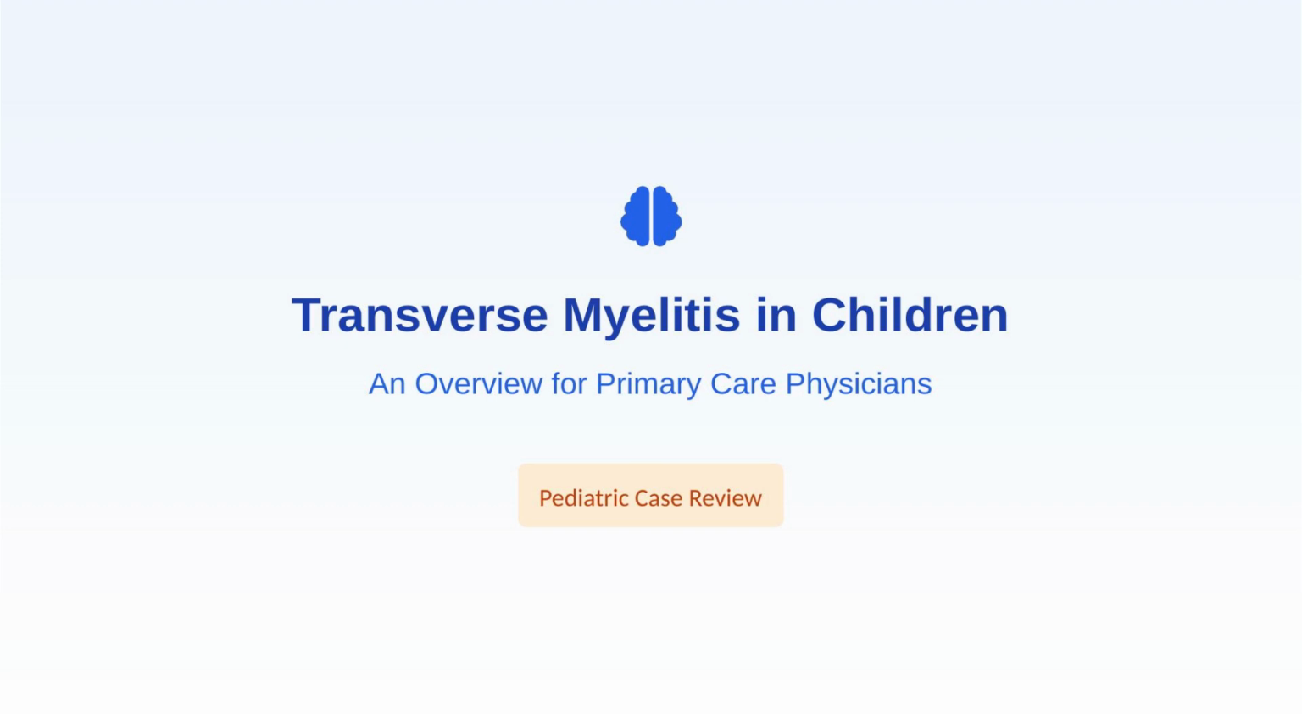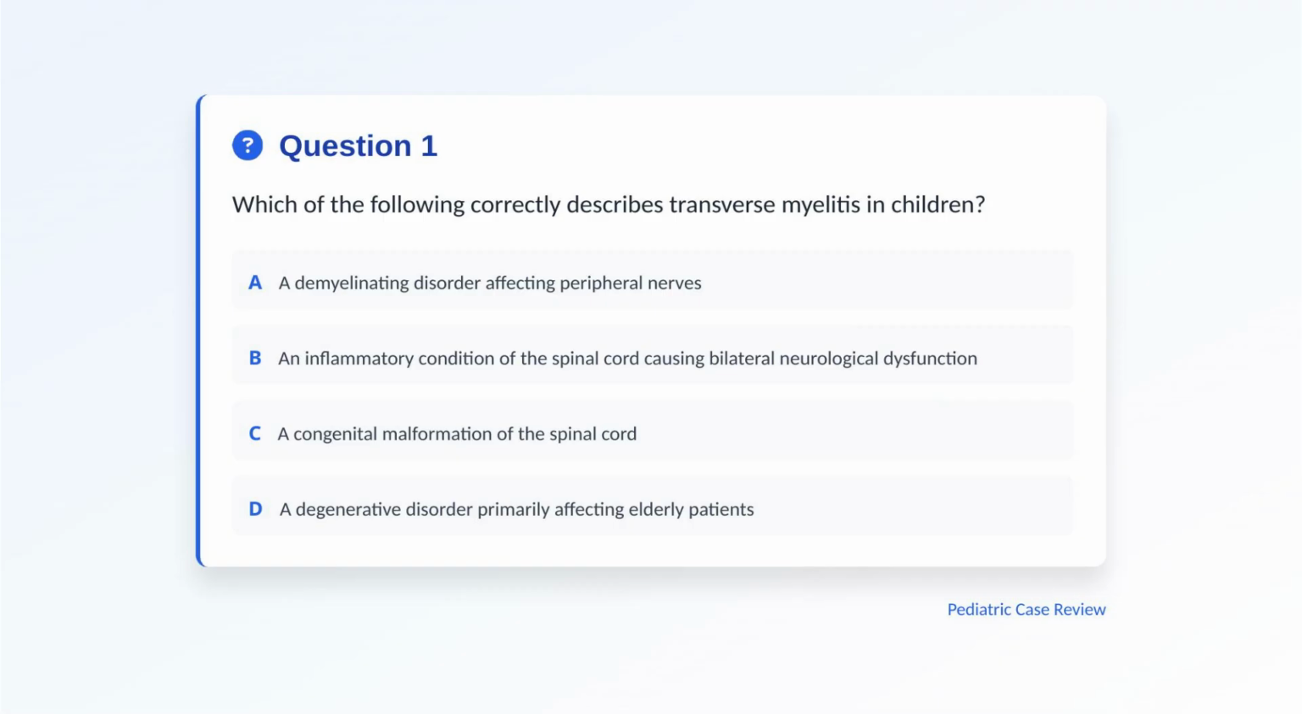Today we're discussing transverse myelitis in children, a rare but serious inflammatory condition affecting the spinal cord. This lecture provides an overview for general pediatricians and family physicians to recognize, diagnose, and manage this condition appropriately. Let's start with our first question. Which of the following correctly describes transverse myelitis in children?